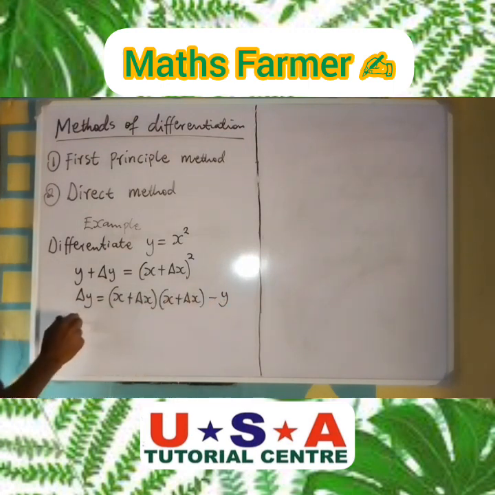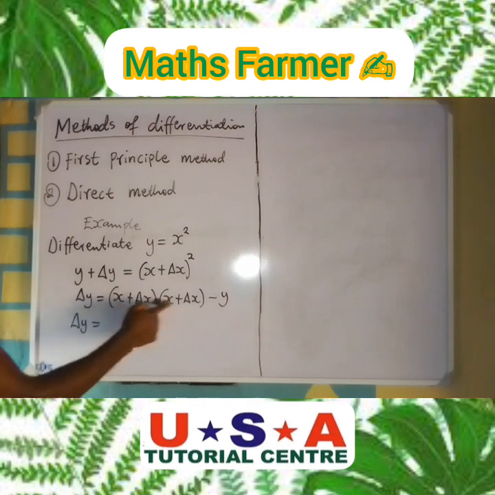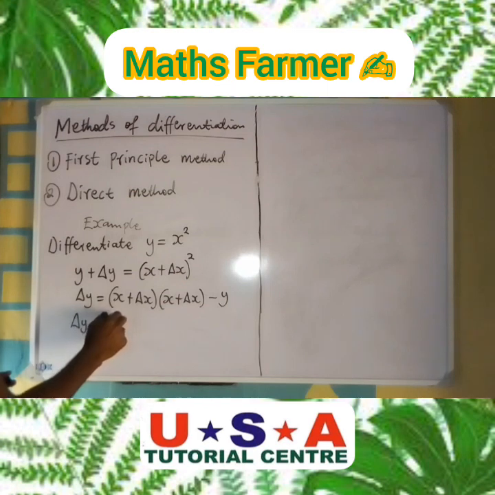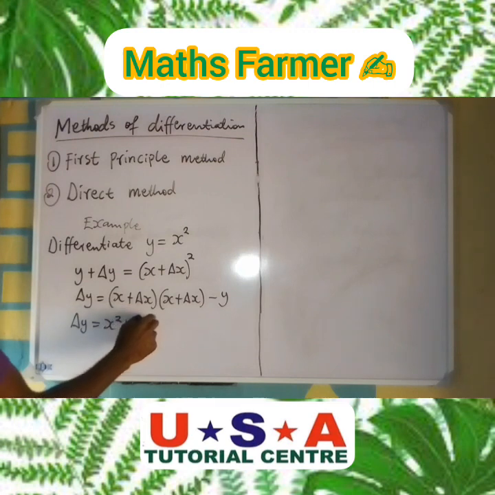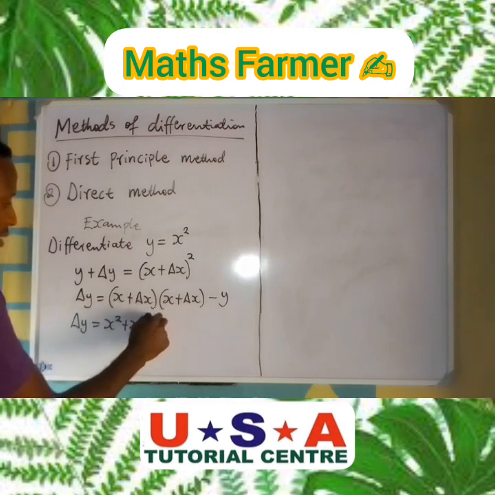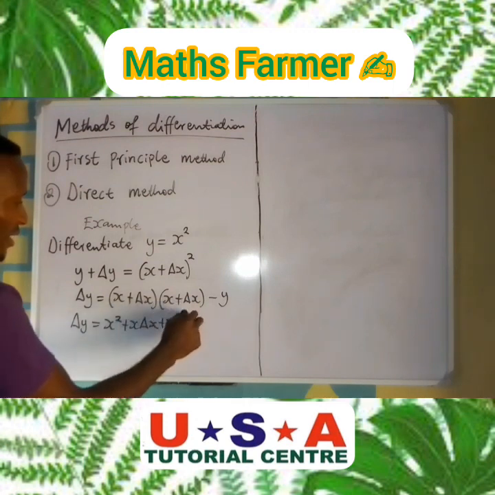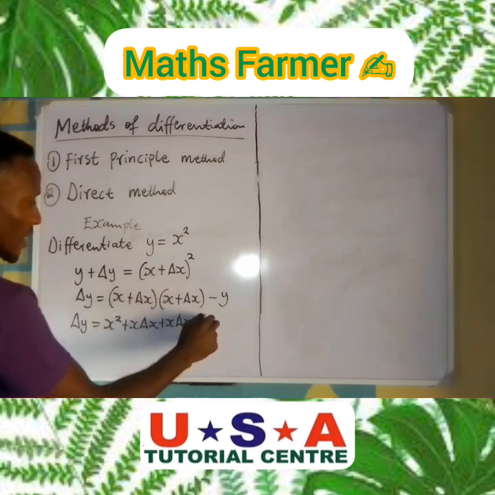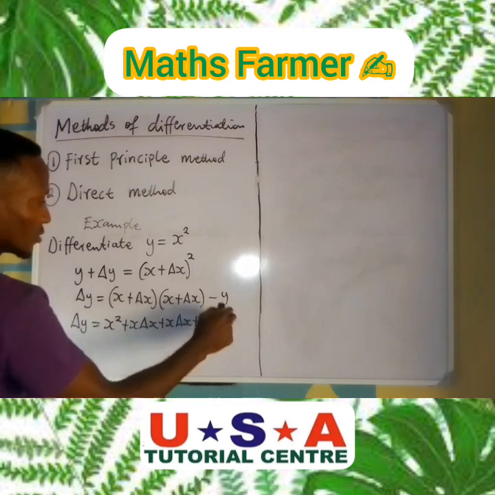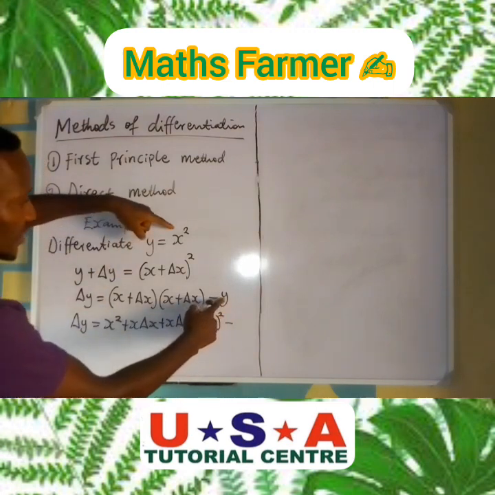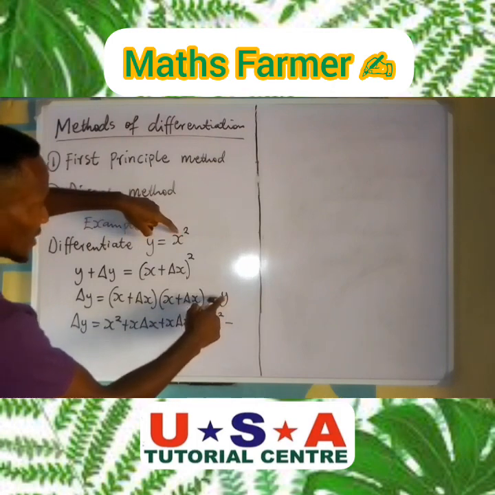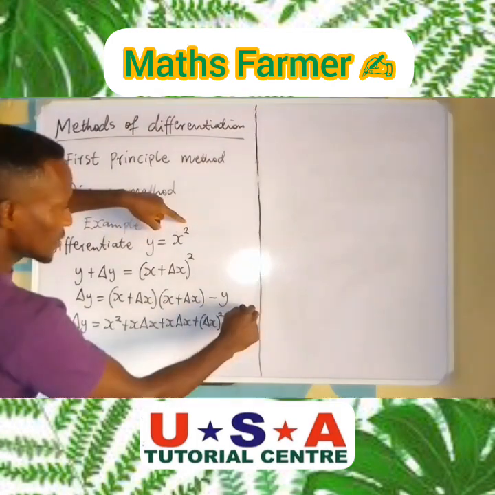So what we are going to have is delta y is equal to, okay, let's expand straight as we are replacing it. This times this is x squared. x times delta x is x delta x. Then delta x times x is x delta x. Then delta x times delta x is delta x squared, minus. We are replacing the initial value of y here. That means the initial value of y is x raised to the power of 2. We will replace it here.